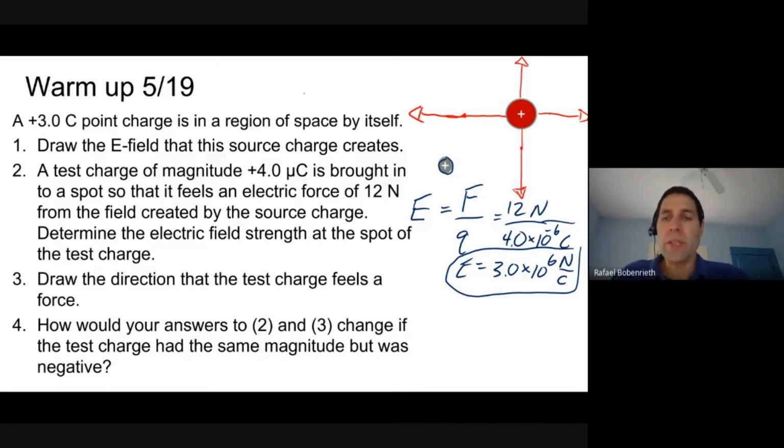So that's the answer to number 2. The electric field strength at this particular point is 3.0 times 10 to the 6th newtons per coulomb. Notice if I was talking about a different point, say here, it'd be a different electric field strength. So keep that in mind.